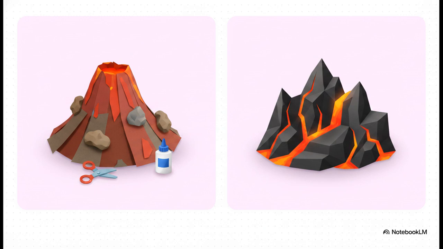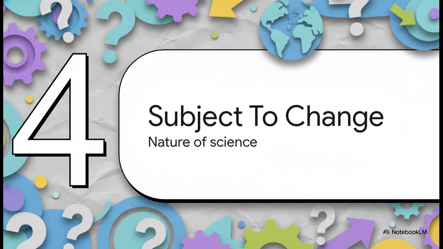And don't forget to spark debate over the limitations of the materials themselves. The clay, paper, or plastic used for a classroom model behaves completely differently than real rock, water, or superheated plasma. Teaching students to articulate this reality gap between model materials and real materials, that is top-tier critical thinking. Let's bring it home with Section 4, Subject to Change, exploring the tentative nature of science.